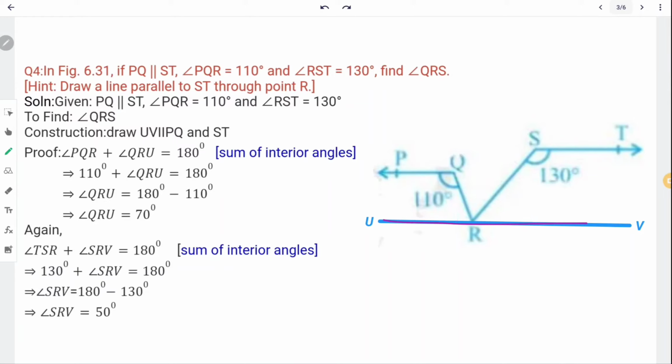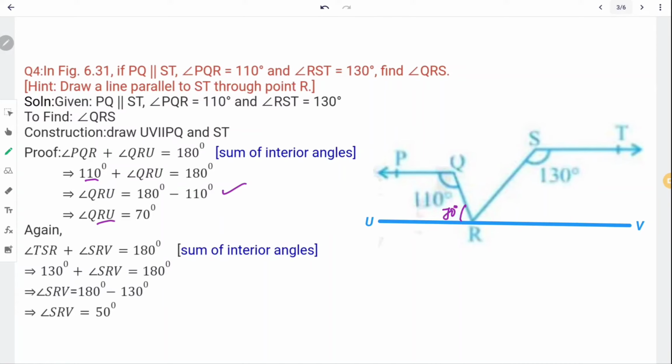So let's start one after the other here. Can we say that angle PQR plus QRU, see, this plus this should be equal to 180 degrees? Yes, we can say, because why? Sum of interior angles. Okay, then now PQR is already given from the question, 110. So send it to the other side, it will become minus 110, and then we'll get QRU to be equal to 70 degrees.